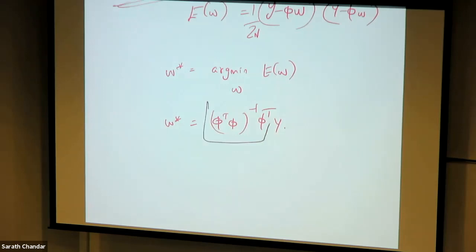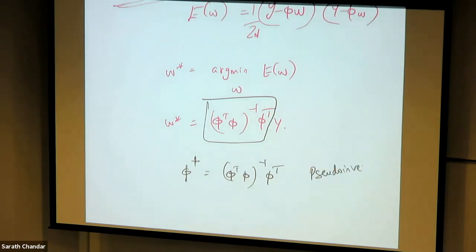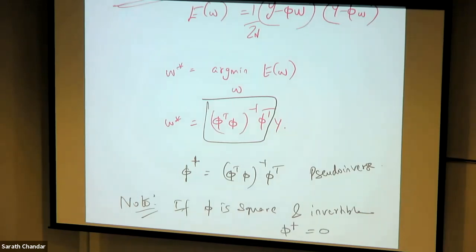So this has a special name in linear algebra. We are going to call this phi plus. So phi plus is basically phi transpose phi inverse phi transpose. This is known as the Moore-Penrose pseudo inverse. A quick note: if phi is a square matrix and invertible, then phi plus is actually equivalent to phi inverse. But in most real life applications, it is not a square matrix, and sometimes it's also not invertible. So that's when you are using the pseudo inverse.